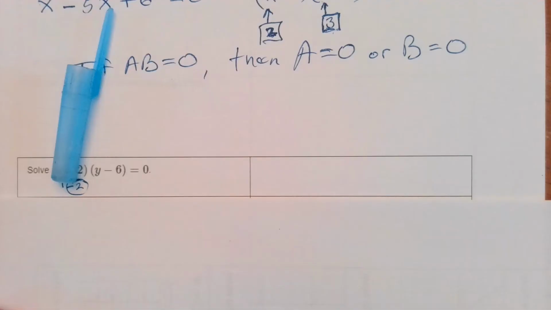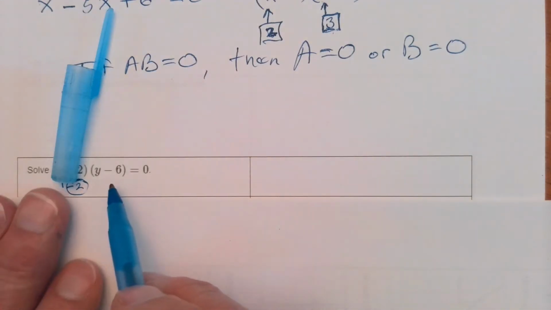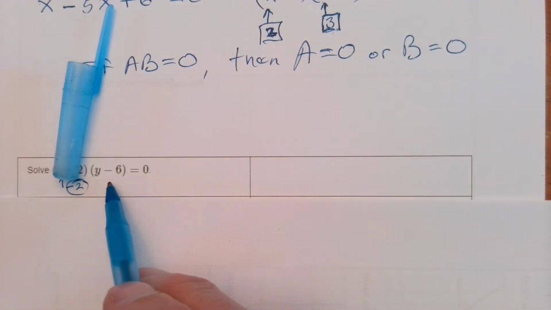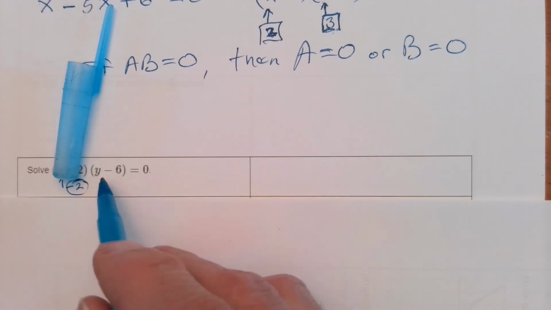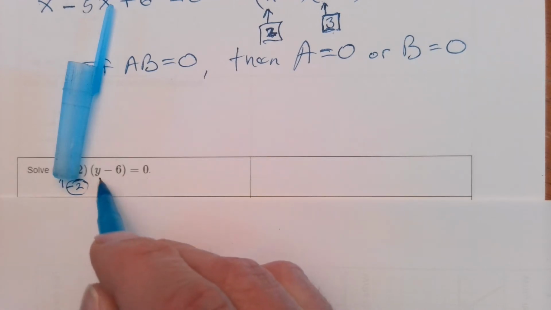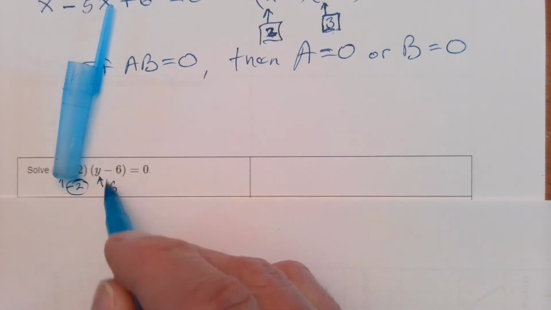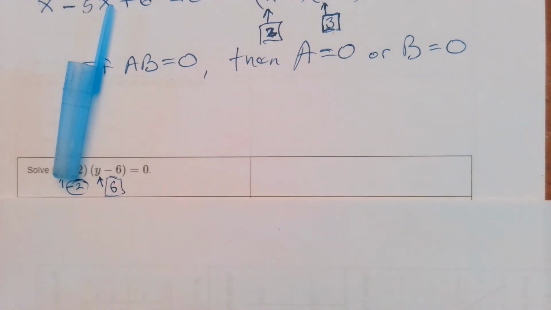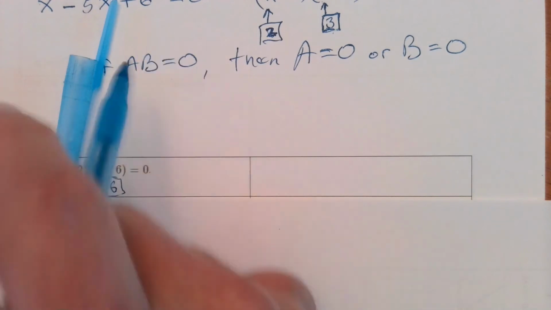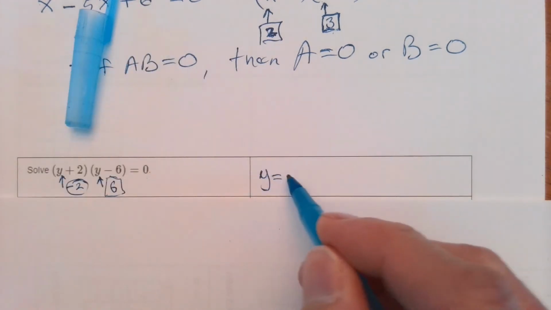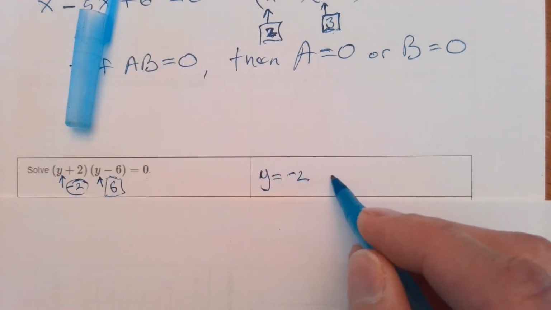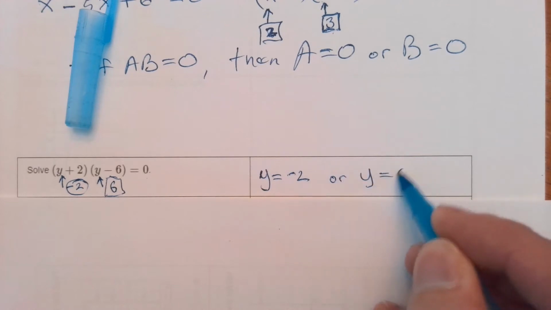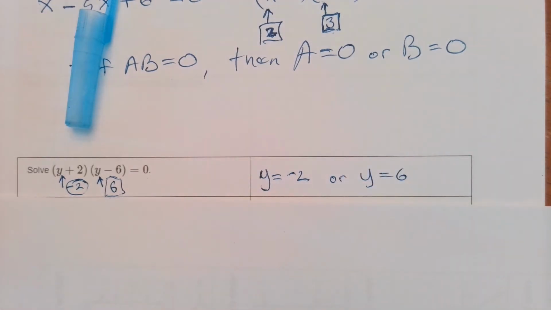Now I'm going to cover up y plus 2, and I'm going to think about this little subtraction. How could this be equal to 0? Well, if it's 6 minus 6. So there's your other answer. There's your other root. There's your other solution. So you can come over here and you can write y equals negative 2 or y equals 6, because they both work.